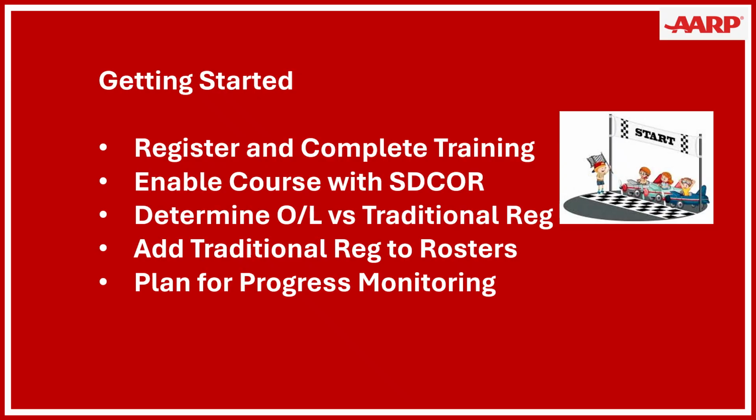So how do you get started? You have to register and complete training, and there's an address to ask to have this assignment added to your records. You enable the course with SDCOR, and that's pretty easy. That's checking a box as you're setting up a course. You determine whether you want online or traditional registration. That's your decision, and I know many hosts have feelings about that, so there are ways to discuss that. You can add traditional registrations to rosters if you care to, and have a plan for progress monitoring of your registrations.